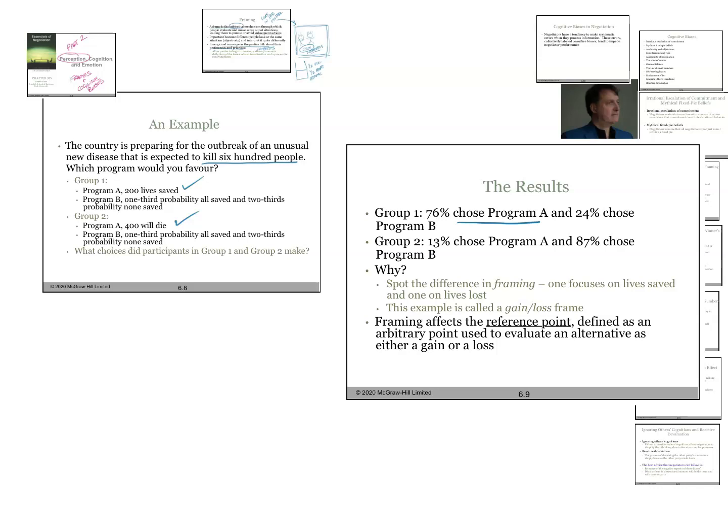In group two, 13% chose program A. That's the definitive 400 people will die. Same numbers, nothing has really changed, just how it's phrased. And 87% chose program B, 1/3 probability all saved and 2/3 probability none saved. That's exactly the same language as group one was exposed to. The difference is the 200 lives saved in program A for group one and 400 dying, which is the language used for group two. This is a more specific illustration of the glass half full, half empty frame.